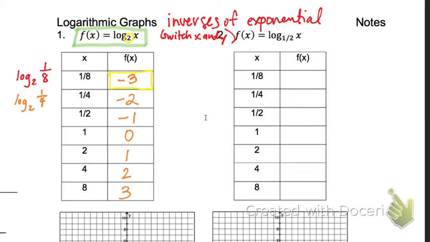And then you will plot those points. Probably should have zoomed out a little bit more. So go ahead and plot those. Something about a logarithmic graph is in the exponential we had a horizontal asymptote. For this unit, for log graphs, we will have a vertical asymptote. So you'll have one at x equals 0.